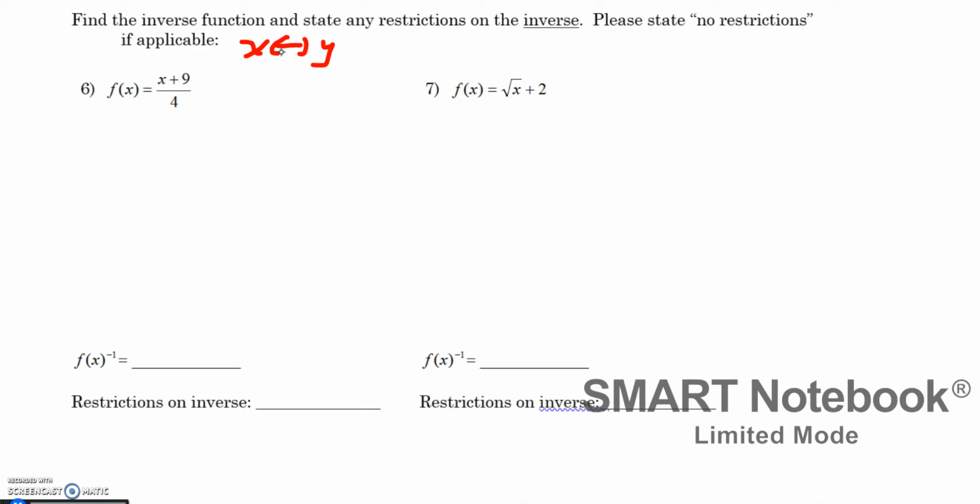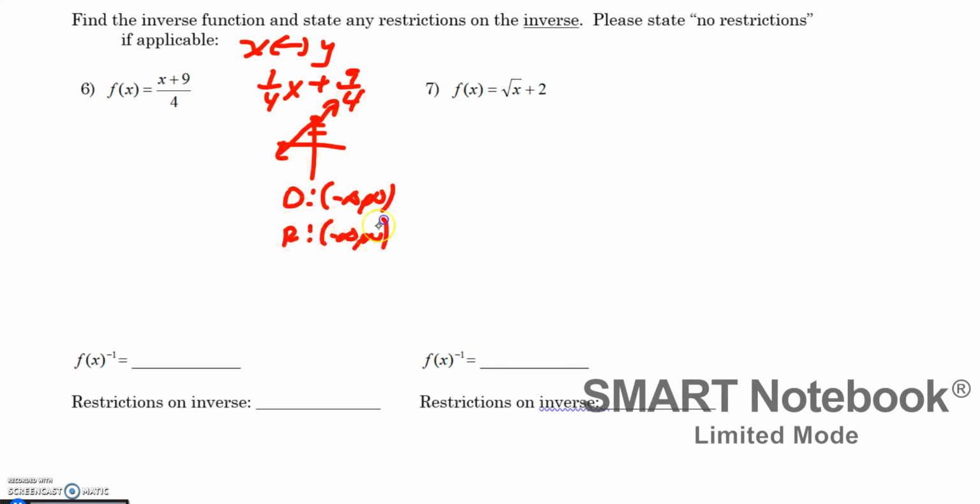Before we start that, before we move anything around, I'd like to point out that this is really a line that has a slope of 1/4 x and a y-intercept of 9/4. If I drew a quick picture, 9/4 is like 2.25, so I would have an increasing line from left to right. This would have a domain of negative infinity to positive infinity and a range of negative infinity to positive infinity. Now I know the question didn't ask for this, but it's going to help later on.